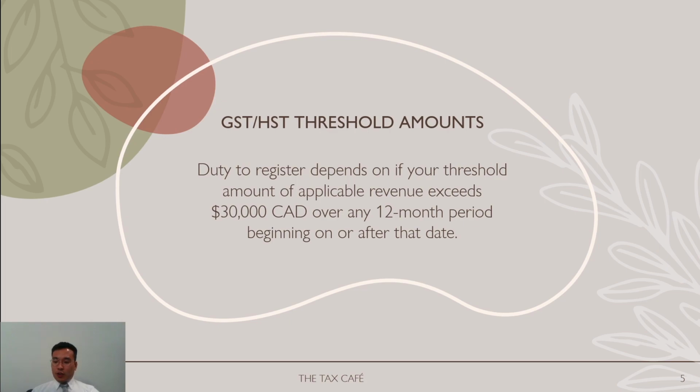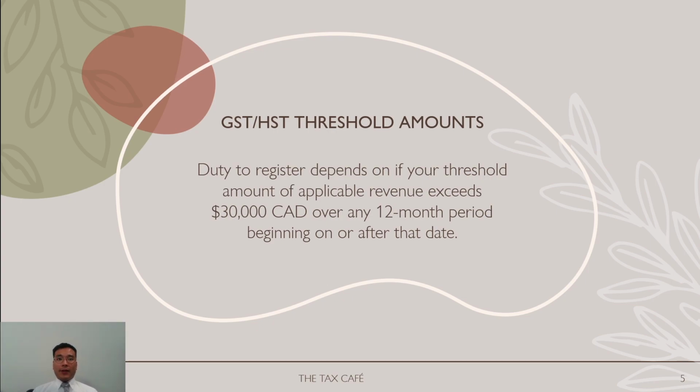So before we dive in any further, I'd like to talk about the general threshold rules about GST and HST. Basically, CRA states that you have a duty to register for a GST and HST account if your threshold amount of applicable revenue exceeds $30,000 Canadian over any 12-month period. So it's saying if you have made more than $30,000 in revenues, not net income or anything.